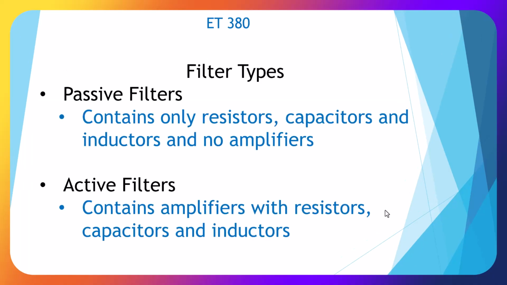There are two types of filters: passive filters, which only contain resistors, capacitors, and inductors and use no amplifiers. Also, we have active filters, which contain amplifiers with the resistors, capacitors, and inductors.